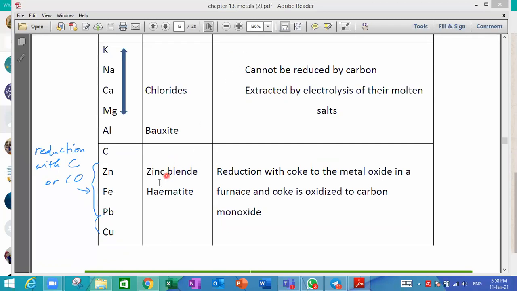We will see that zinc is found in an ore which is called zinc blende, and iron is present in an ore called hematite, and we are going to extract them by the use of carbon, where carbon would reduce these metal oxides that are present in their ores, and itself will be changed into carbon dioxide. So either we use coke, carbon coke, or we use carbon monoxide, as I told you.